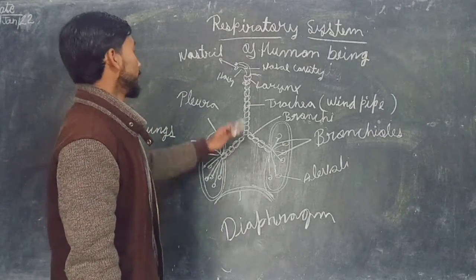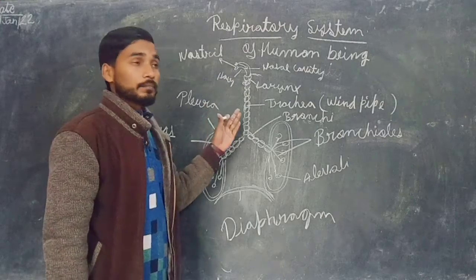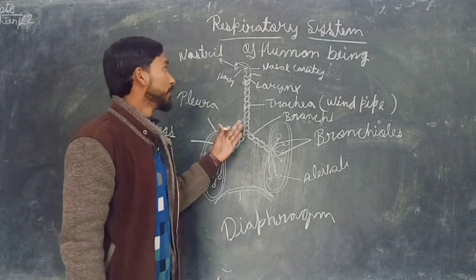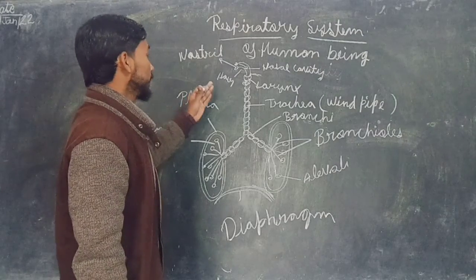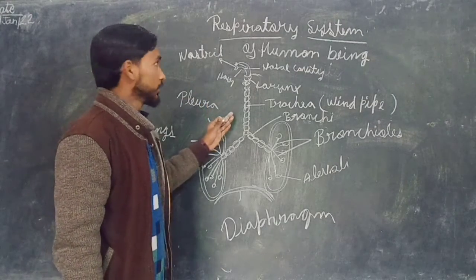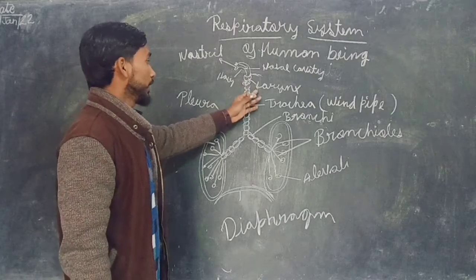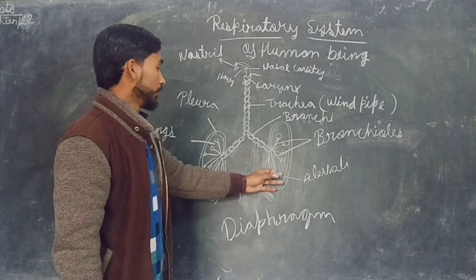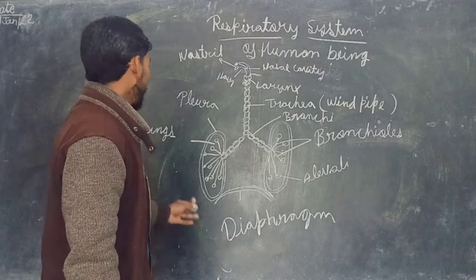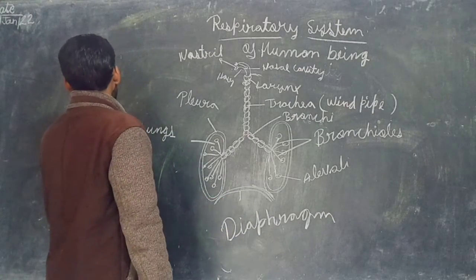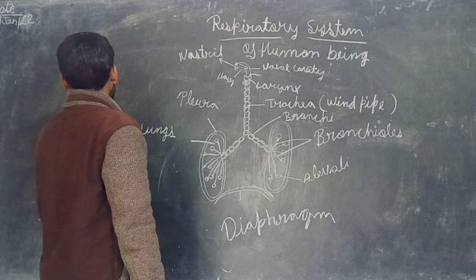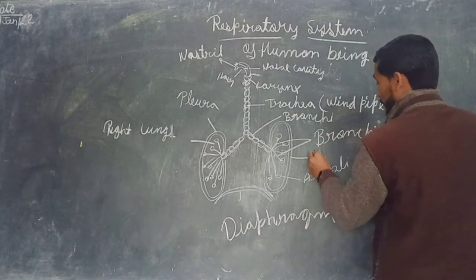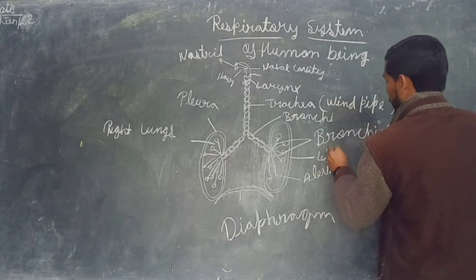Today we will revise the respiratory system of human beings. The respiratory system consists of the following parts: nasal cavity, larynx, trachea, bronchi, bronchioles, alveoli, diaphragm, and lungs. This is the right lung, and this is the left lung.